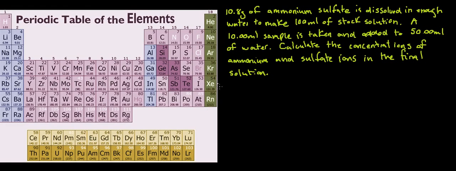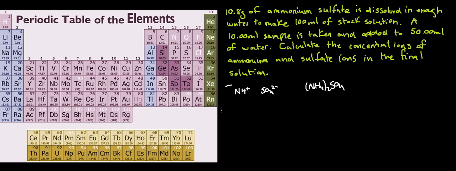So now I'm going to start off by figuring out the molar mass of ammonium sulfate. Ammonium is NH4+, and sulfate is SO4 2-. So the formula would be (NH4)2SO4. And I can look up the molar mass for that, and I already did, so I don't feel like wasting my time doing that.